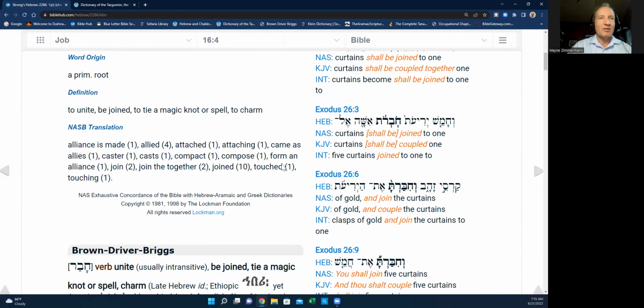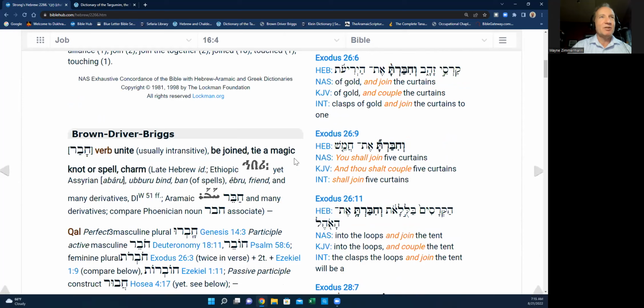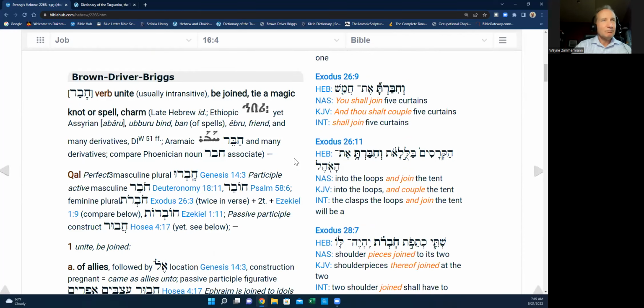And that's where I really started to get intrigued. As we look down to the Brown Driver Briggs, we see that its first meaning is to have this binding, like a spell, something that just possesses you and links you together. And so remember, we're talking about the city of Jerusalem.